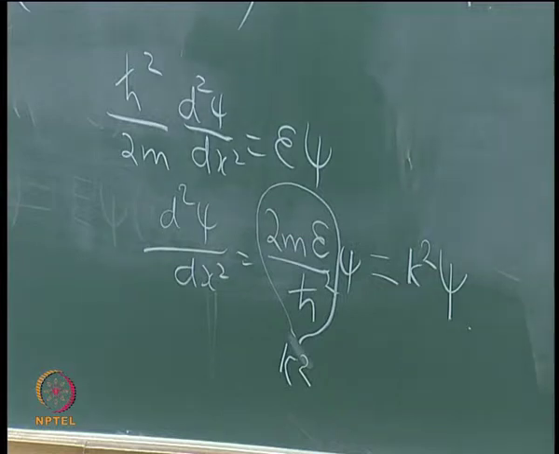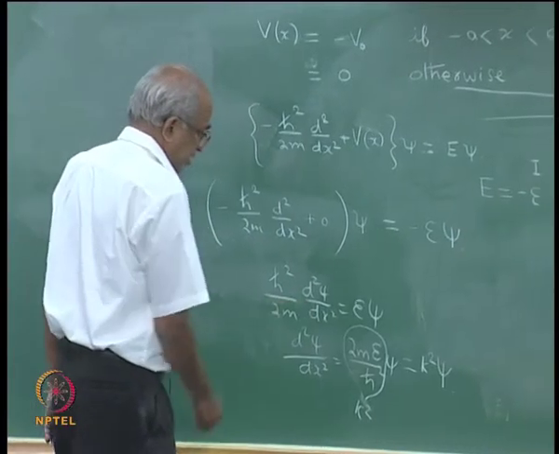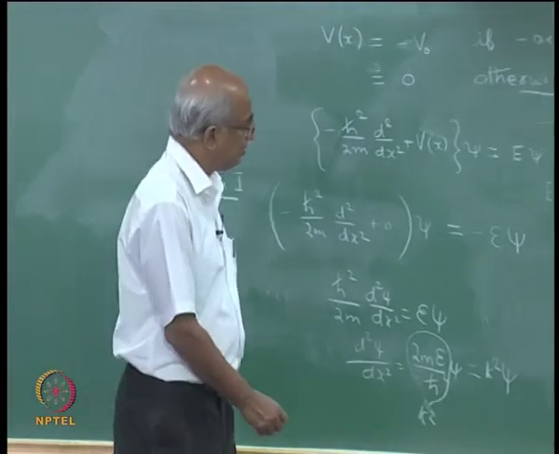Kappa is a constant. So, the second derivative of a function is equal to the function multiplied by kappa square. So, what is the solution of that equation? If you wanted to solve this, it is extremely simple. Well, there are two possible solutions.